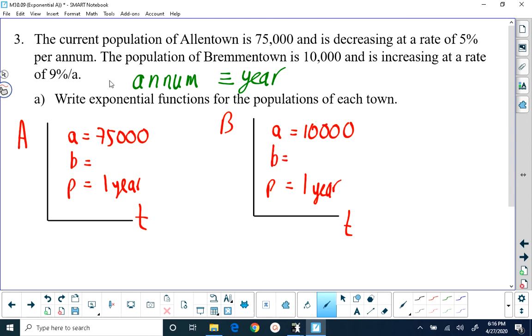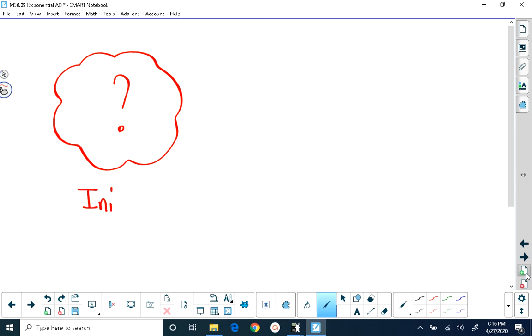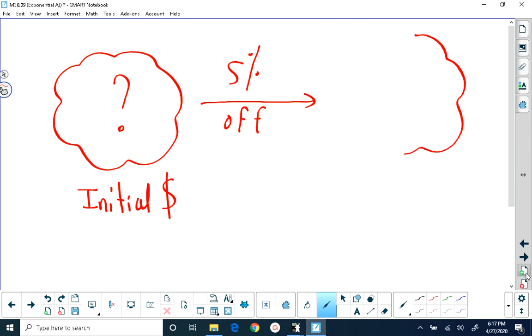If there was something that you wanted to buy in a store, forget about populations, there's something that you want to buy in a store. I don't know what it is, but you're really excited about buying it. And it has a regular price. It has an initial price. And it is on sale for 5% off. So now there's a new price for this thing.